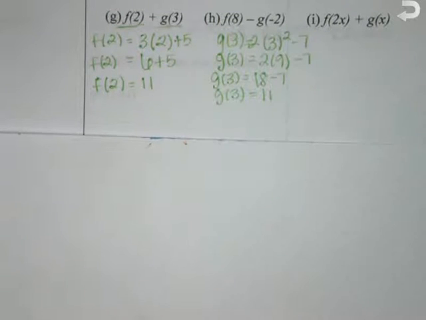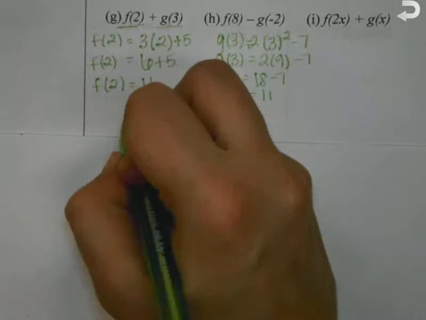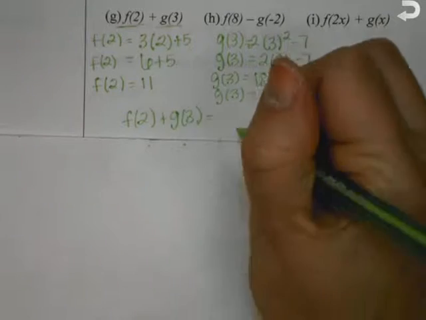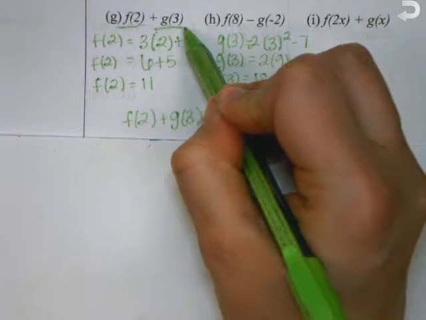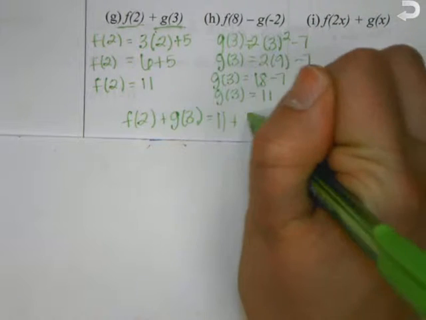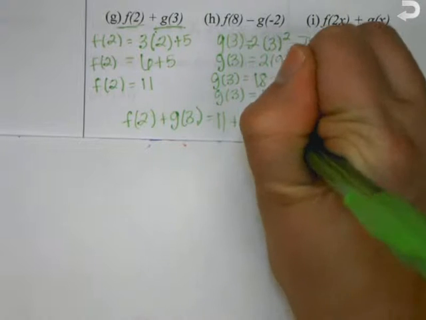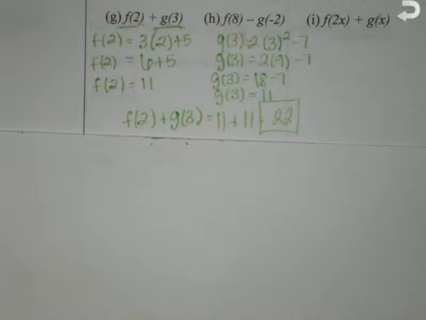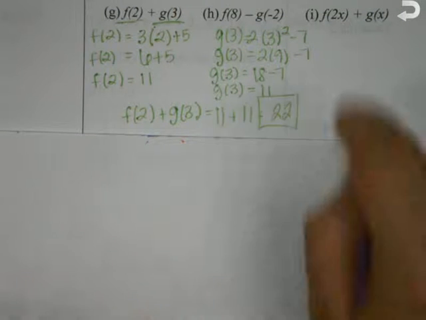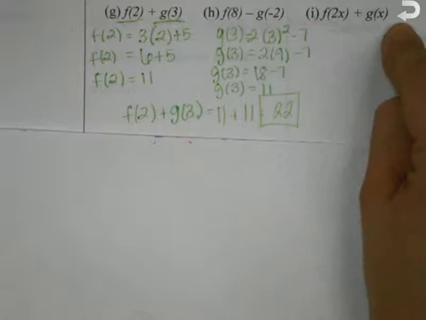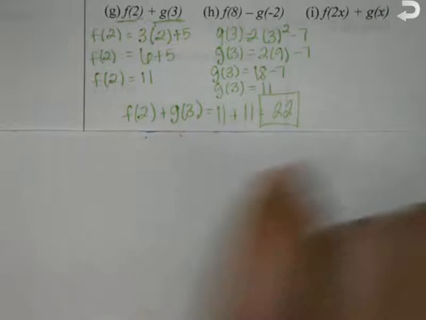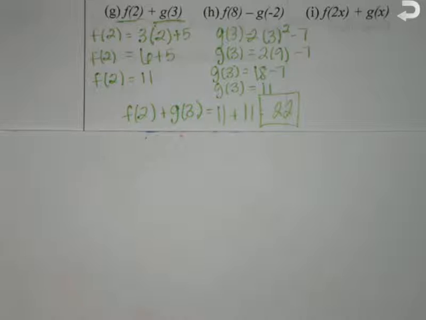So then I want to find f of 2 plus g of 3. Why is it g of 3 again? Because that's the problem that they give. f of 2 was 11, g of 3 was 11, so my answer comes out to 22. So you have to evaluate each one separately, and then we can add them together. H is the same thing, but subtraction. Part I is the same thing, but there are variables inside. So what you would do there is combine like terms, but then you would have to stop after you're done combining like terms.